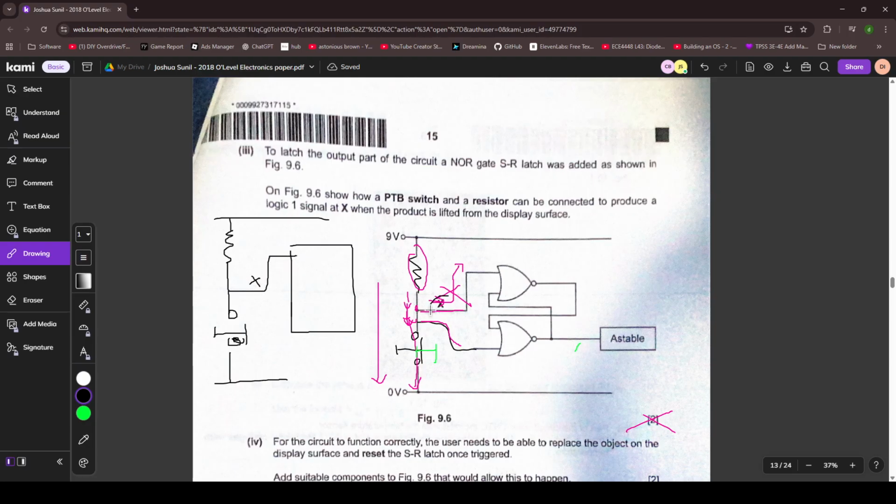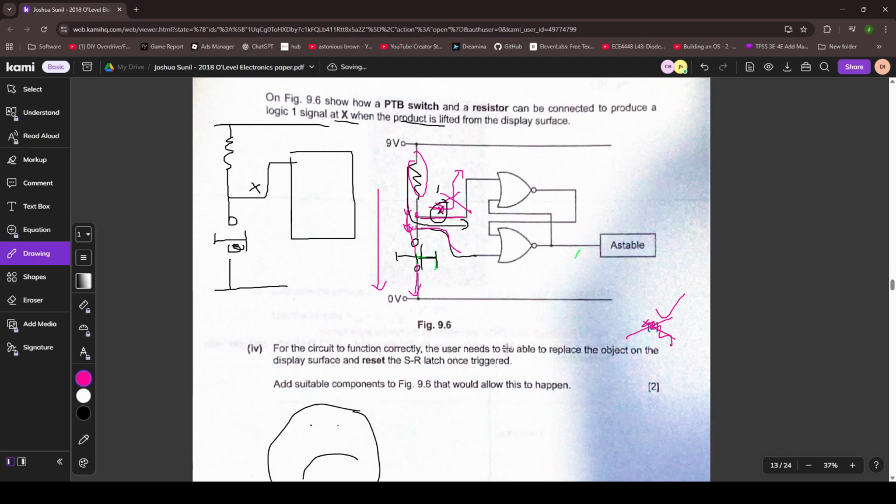Oh wait, they're asking for this. How can it be connected to produce a logic signal X when the product is lifted? Okay, so when the product is lifted, this should be 1. But when the product is lifted, then the button is open. Oh, and then it does do that. Wait, it does do that. And then when it's closed, oh, so this is right. This is right. Okay, cool.